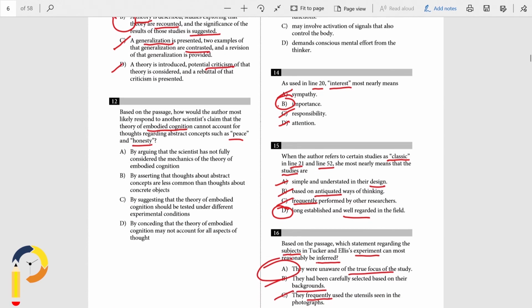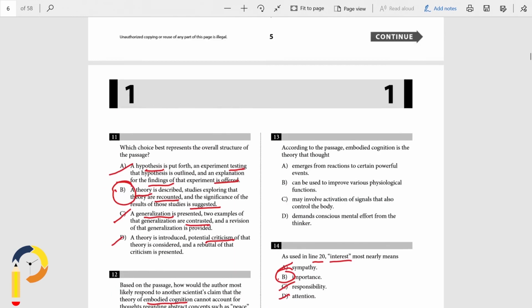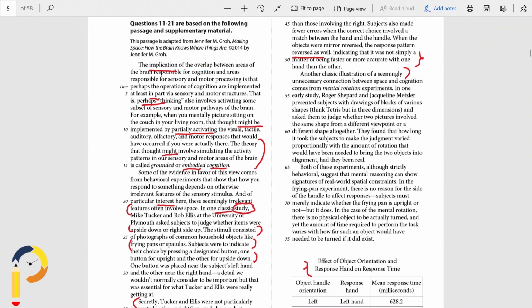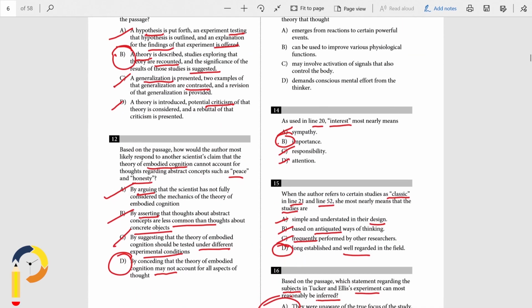Arguing that the scientist has not fully considered the mechanism. Arguing is an extreme word. That is not the answer. Asserting, extreme word again. The thoughts about abstract concepts are less common. This comparison is not given. Suggesting that the theory should be tested under different conditions. This suggestion was not made. Conceding that the theory of embodied cognition may not account for all aspects of thought. May not. Looks like a good enough answer, taken just how many times they have used words like in part and perhaps and might be. So we found our answer for 12.